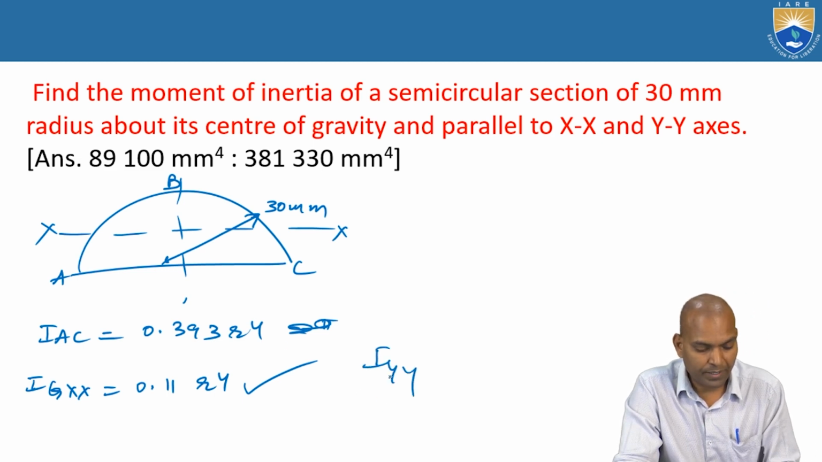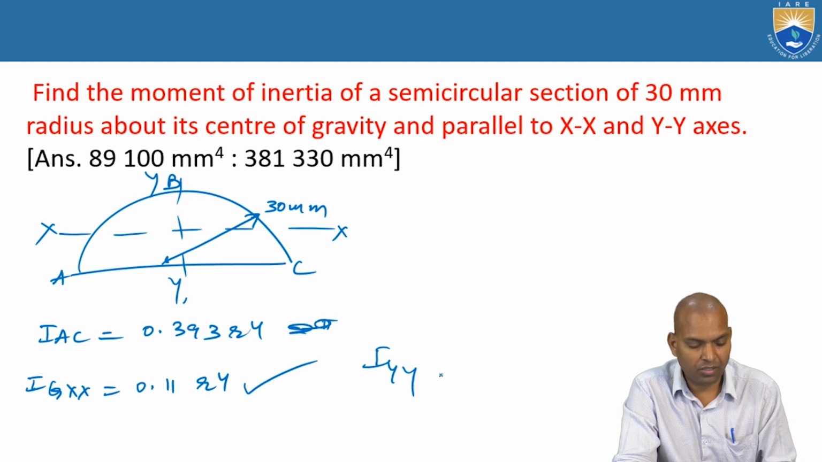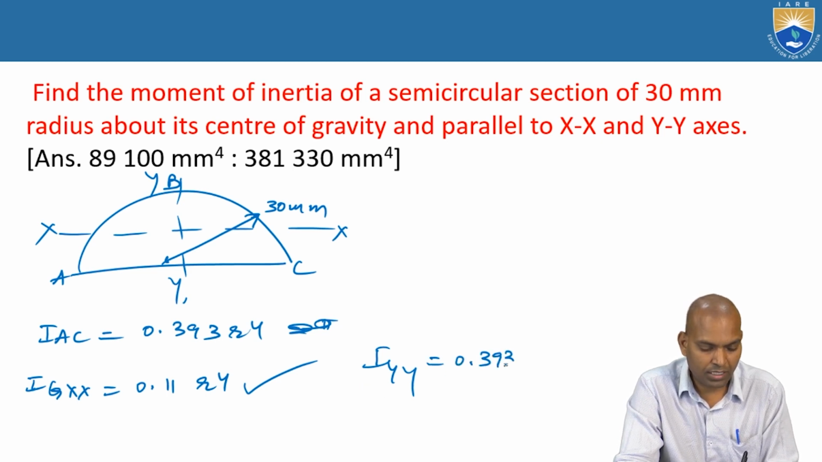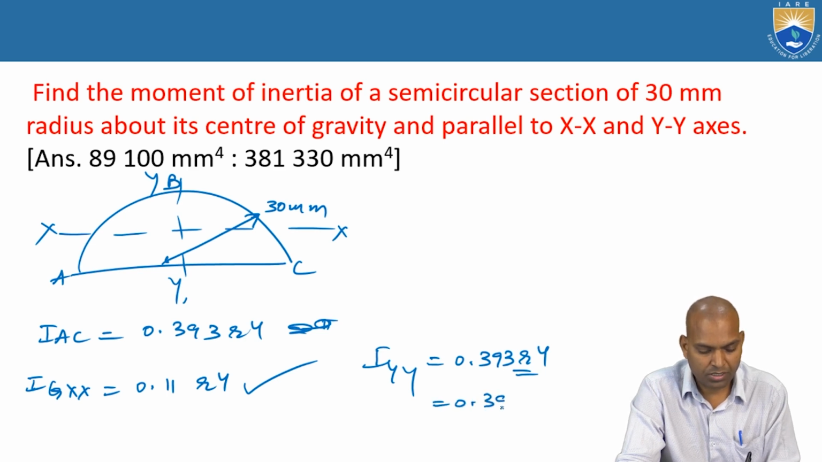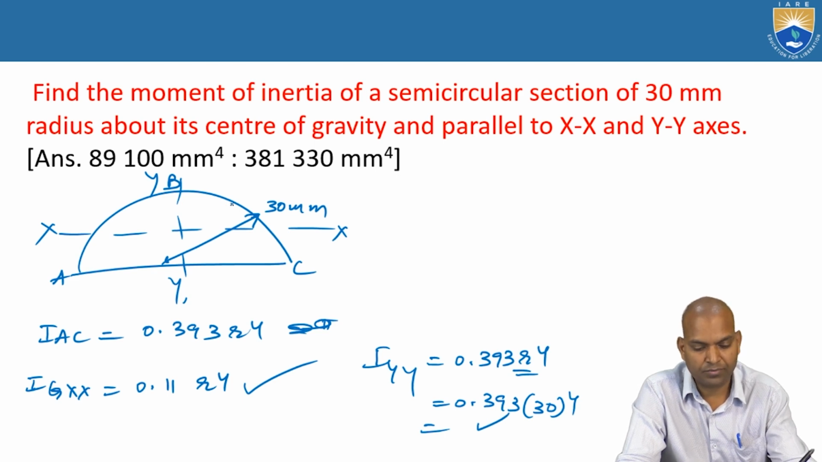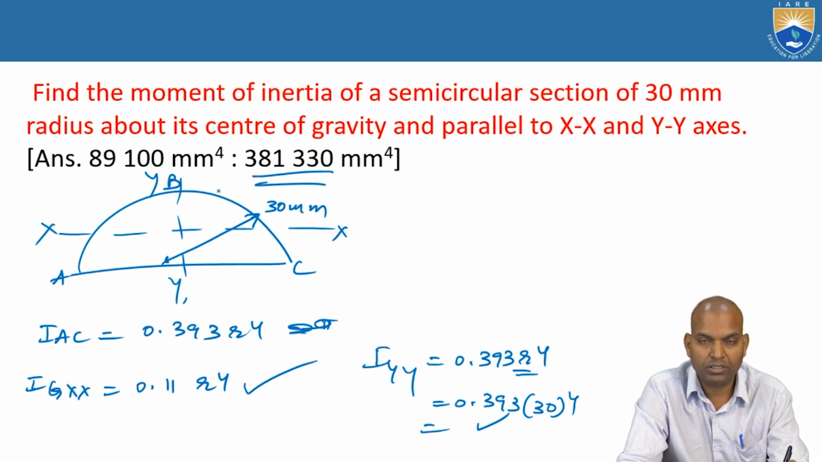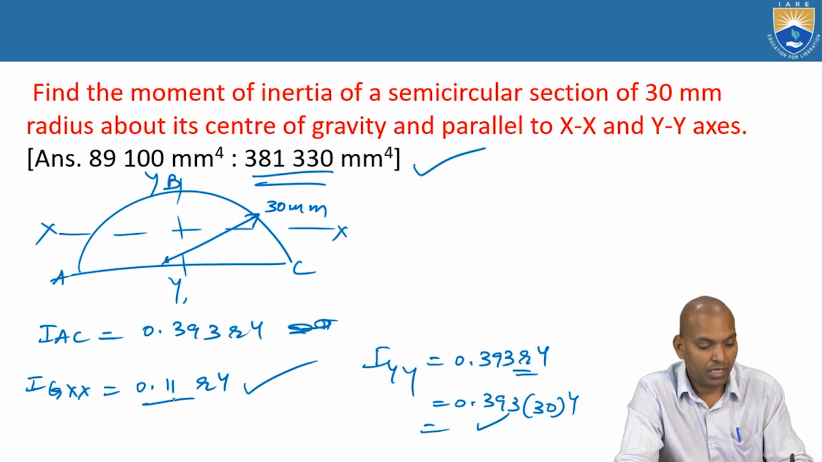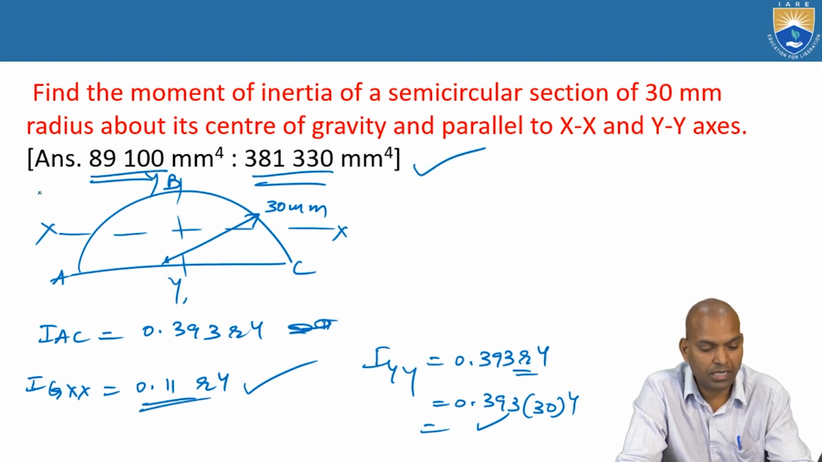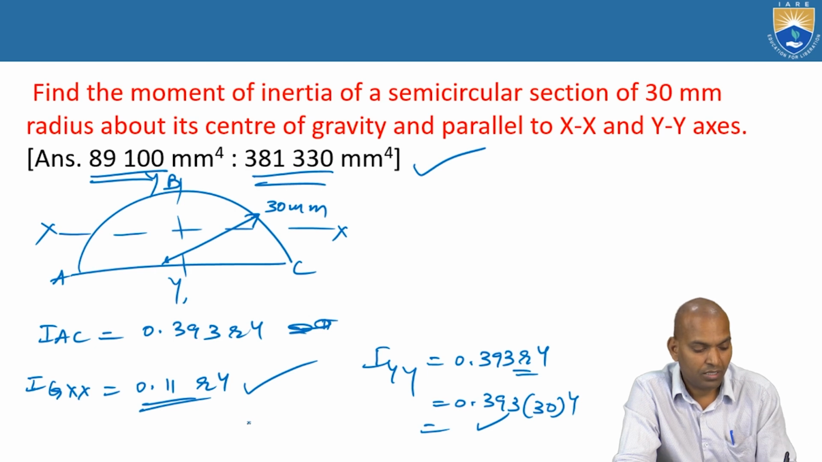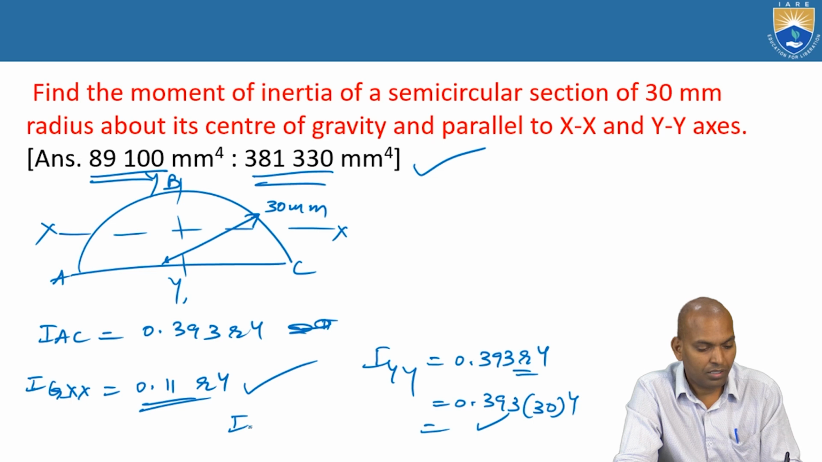Now we want IYY. IYY we already derived and solved: IYY equals 0.393 R power 4. Substitute R equal to 30 millimeters, 0.393 times 30 power 4, then you get the answer, that is 381,330 millimeter 4. And if you substitute 0.11, that is 89,100 millimeter 4. Here IGXX, that is IXX, is smaller than IYY.